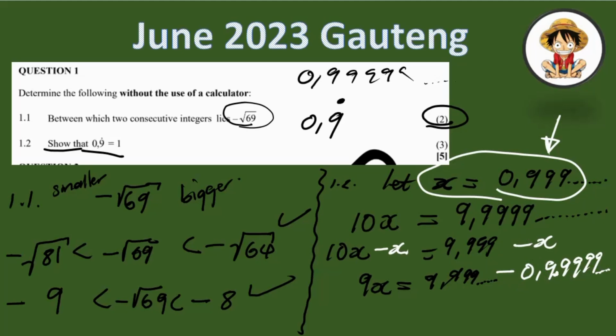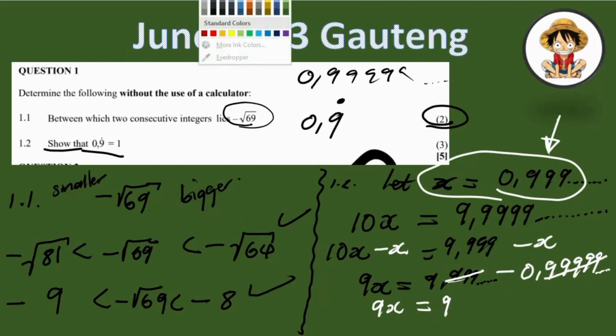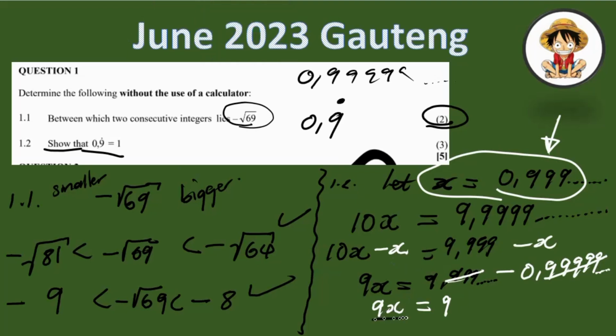Now what happens is that all the 9s that come after the comma will cancel all the 9s that come after the comma here. Which means on this part, I'll only be left with 9. And on the left side, I'll be left with 9x. You see that? All the 9s after the comma have been subtracted by all the 9s after this comma here. So I'm only left with the 9 here now. And then afterwards, I divide both sides by 9. This is a nice question. Divide both sides by 9.